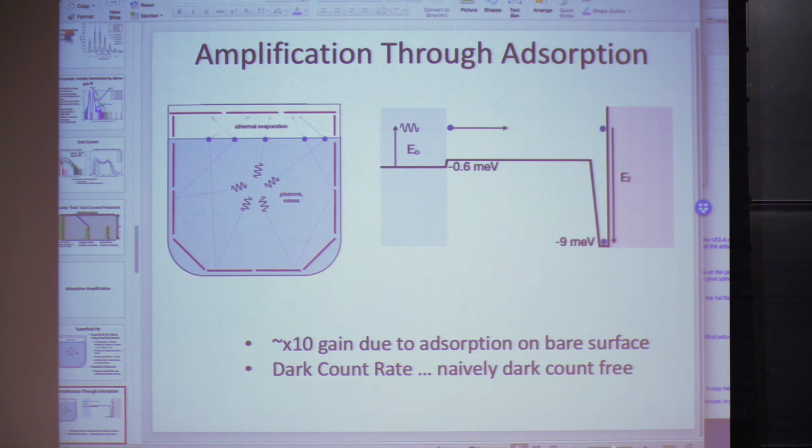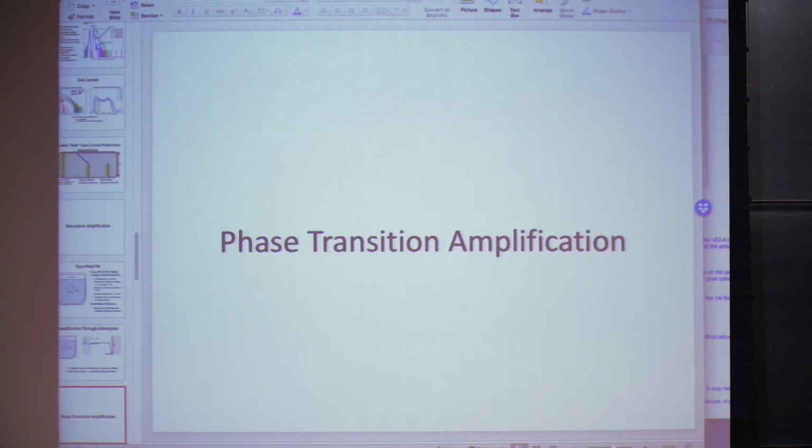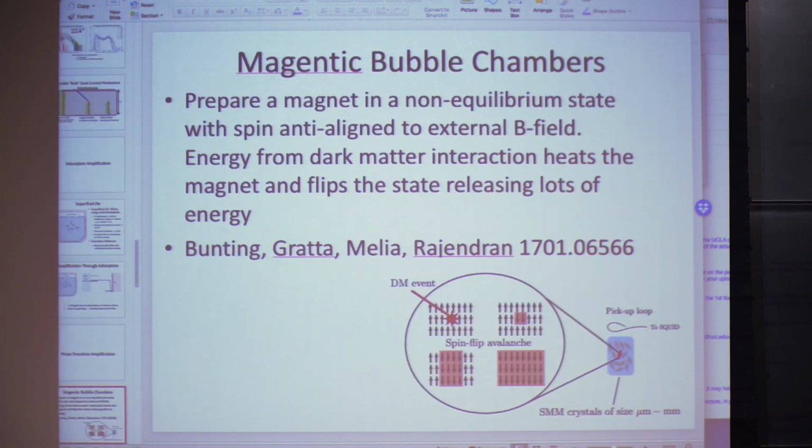There is another idea that floats around, which is phase transition amplification. I think this has been floating around for a while. Some Russians had some ideas of little mini bombs going off when dark matter hit it. But here we're going to talk about a little more standard configuration, which is a magnetic bubble chamber. It was proposed by Sergit and Giorgio and a few others at Stanford and Berkeley.